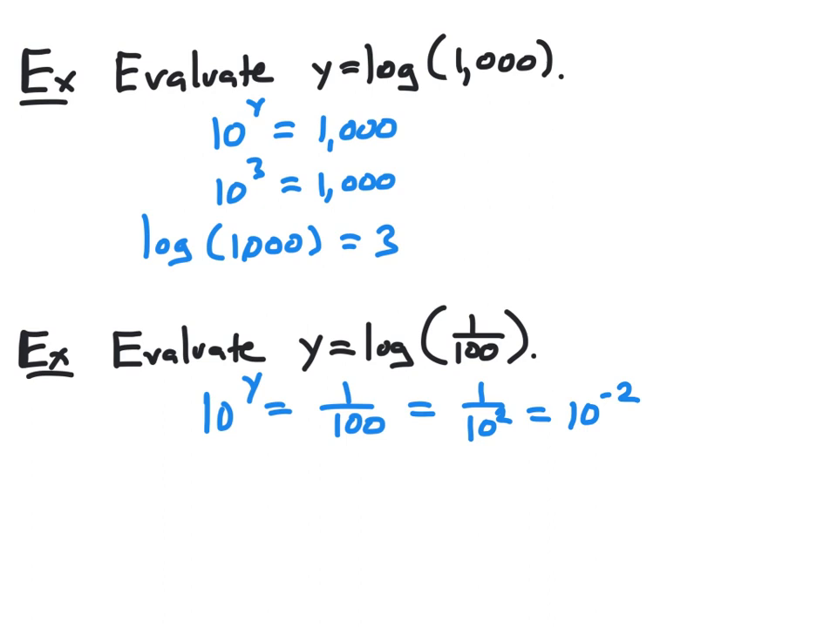And in order to think of this as 10 to a power, we can use negative exponents. Because 10 to the second power is in the denominator, we can move it to the numerator as long as we make the exponent negative. And so this is equal to 10 to the negative second. By comparing the first and last term in this long equation, we see that y is equal to negative 2. So 1 over 100 is 10 to the negative second power. And so the common log of 1 over 100 is equal to negative 2.